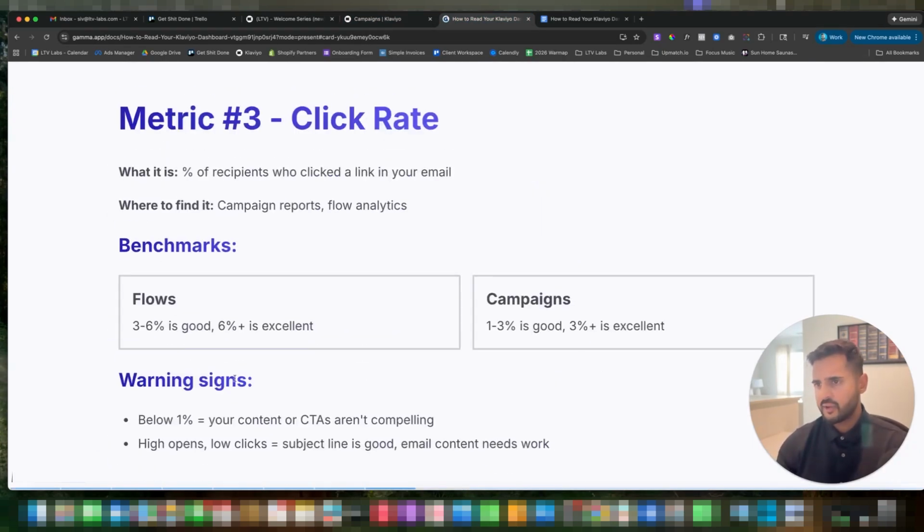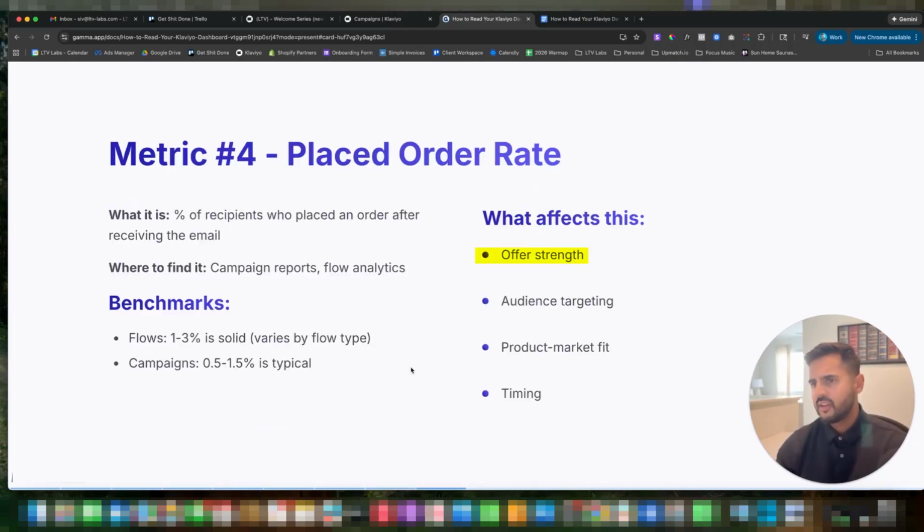What affects this, by the way, is offer strength, the audience targeting, product market fit, and also the timing of the emails. Like I said, in a blog-style article email or a very value-driven email, your place order rate might not be the highest, but on a promotional email, you'll definitely notice your place order rate is higher, because you're selling in that email and you're asking for the sale. So it makes sense for your place order rate to be higher there.